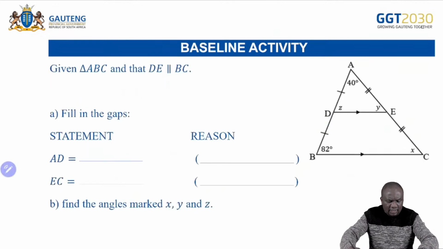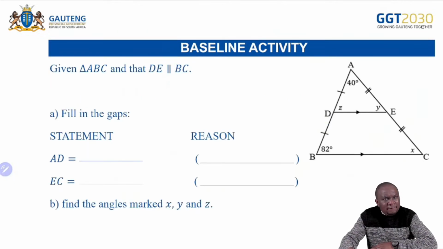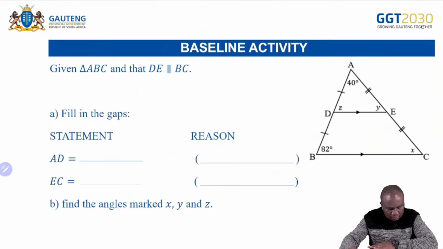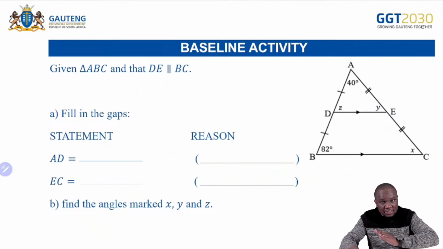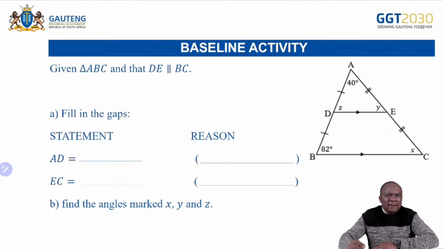Okay, right. Now let's have our short activity, just the baseline activity, for 5 minutes. Answer A, fill in the gaps. AD is equal to what? What's the reason? Remember Euclidean geometry. Statement, reason. EC is equal to which line segment, and then give the reason. And then find the angles marked X, Y, and Z in 5 minutes. Let's try.